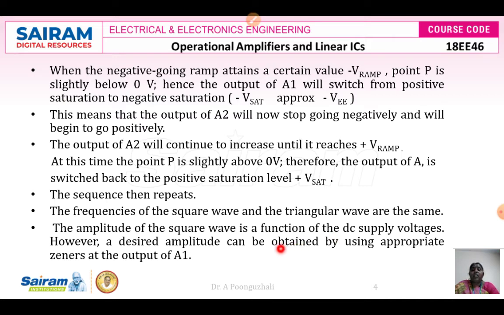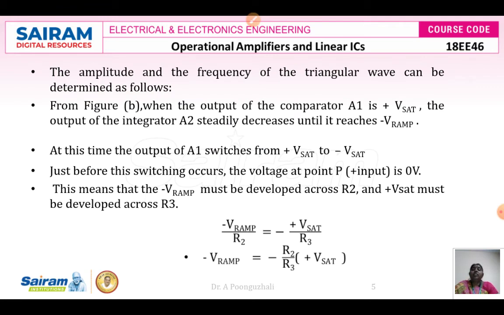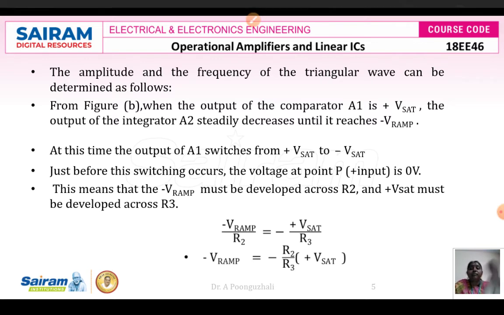Suppose I don't want my output to depend on the DC supply voltages. In that case, at the output I can connect Zener diodes, and my output voltage is going to be equivalent to the voltage across the Zeners. Now we are going to see what the amplitude and frequency of the triangular wave are.